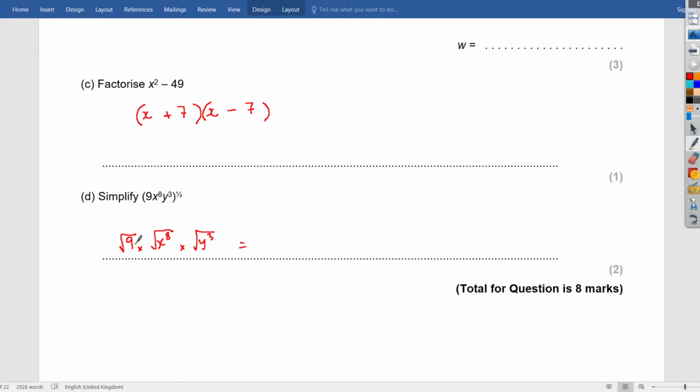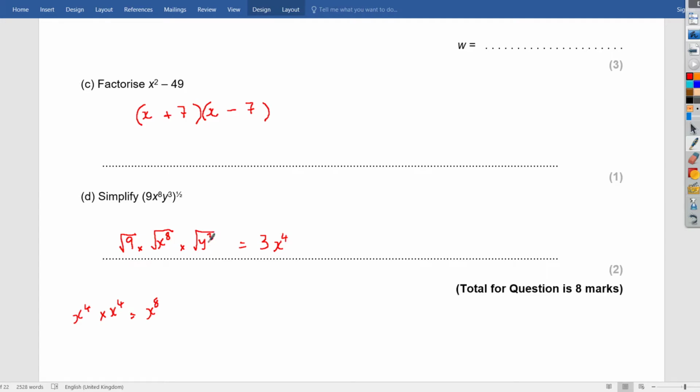Okay, square root of 9 is 3. Now, what is the power of x? When you square root, you half the power. So half of 8 is going to be 4. The reason being, x to the power 4 times x to the power 4. The rule is when we times and the base is the same, we add the powers, so 4 plus 4 is 8. So when we square root, we half the power, so that will give me x to the power 4.